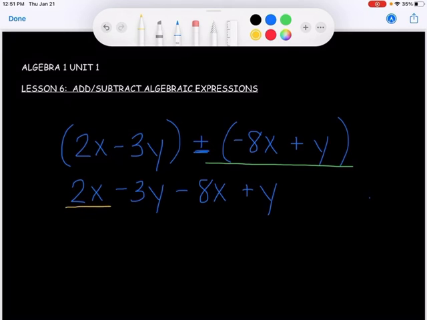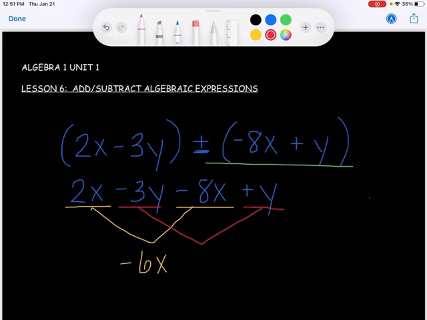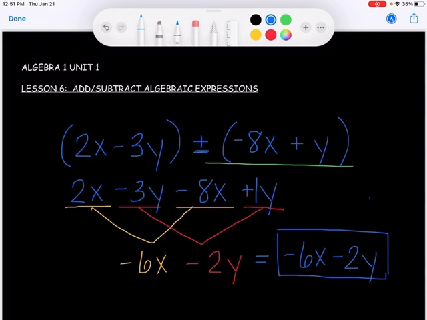So our like terms are 2x and negative 8x because they have the same variable x and they're both x to the first. We also have negative 3y and positive y, which are also like terms. So when I combine and do 2x minus 8x, 2 minus 8 is negative 6, and then we keep the x. And then when I combine my y's, I've got negative 3 plus, there's an understood 1 here. So negative 3 plus 1 is negative 2, and then you keep the y. So our final answer is negative 6x minus 2y, and you're done because you cannot combine the 6x and the 2y since they're not like terms.